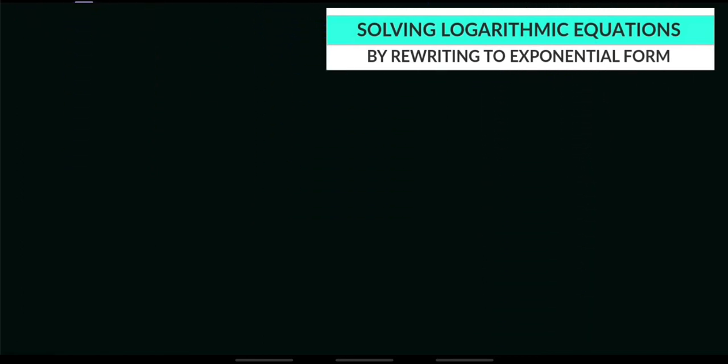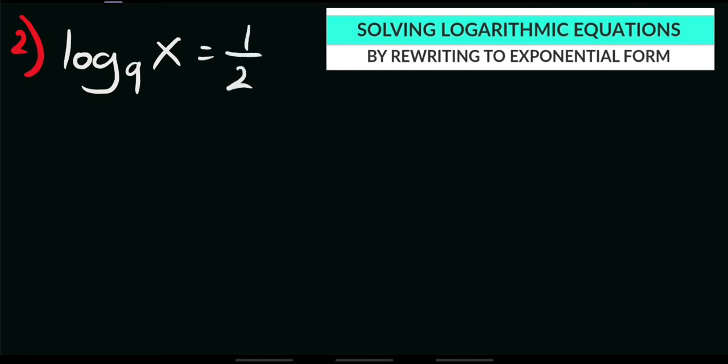Next, for example number 2, let's try to solve logarithm of x again with the base of 9. This time, let's use 1/2 as the answer. Again, we have logarithm of x with the base 9 is equal to 1/2. Let's transform this one using the method of rewriting to exponential form. That will give us 9 as our base, raised to an exponent. We have this exponent as 1/2, and that is equal to x.